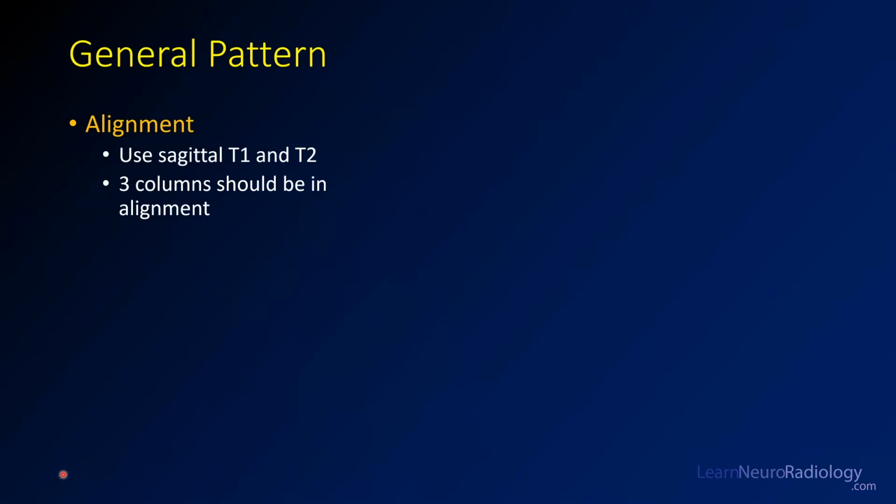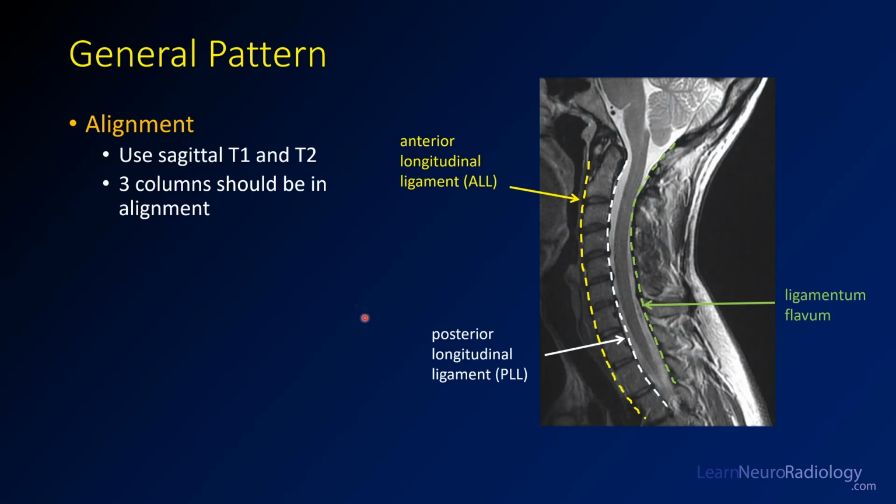So the first thing you want to look at is the alignment of the cervical spine. To do that, I typically use the sagittal T1 and T2 images, and you should really have 3 columns that are in alignment. I'm going to show you the 3 main structures you want to look at here. The anterior longitudinal ligament is the ligament that runs along the anterior portion of the cervical spine here, and that should make a nice straight curve. Here you have the PLL, or the posterior longitudinal ligament. That should also make a nice straight curve along the posterior margin of the vertebral bodies.